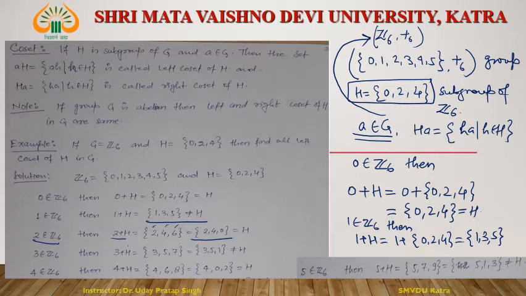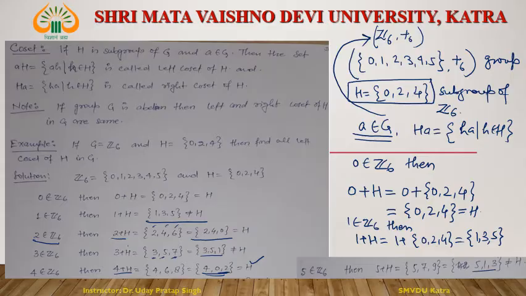And 3 plus H is equal to 3 plus 0, 3 plus 2 and 3 plus 4. This 3 is okay, 5 is okay, but 7 is greater than 6. Divide 7 by 6 and obtain the remainder; the remainder is 1. This is {3, 5, 1}. Similarly, 4 belongs to Z6, then 4 plus H is 4, 6 and 8. 4 is okay, but 6 divided by 6, remainder is 0. 8 divided by 6, remainder is 2. And this is {0, 4, 2}. This is H. Similarly, 5 belongs to Z6 gives {5, 1, 3}. This is not equal to H.